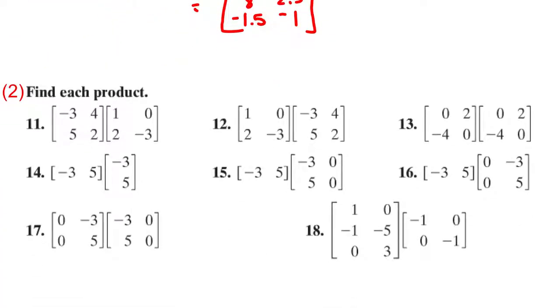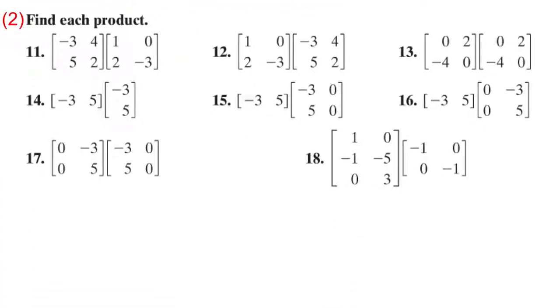Okay, now we have our good old-fashioned matrix multiplication. Okay, let's take a look at number 12. All right, so the first thing I would do is, this is a 2 by 2. Let's see if I can write it up here. So we have a 2 by 2 and we have a 2 by 2. These match, so then I'm going to have a resulting matrix of a 2 by 2. All right, so here we go.